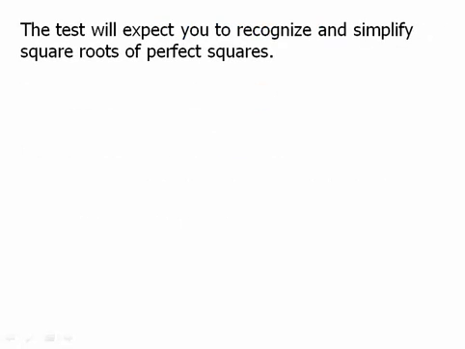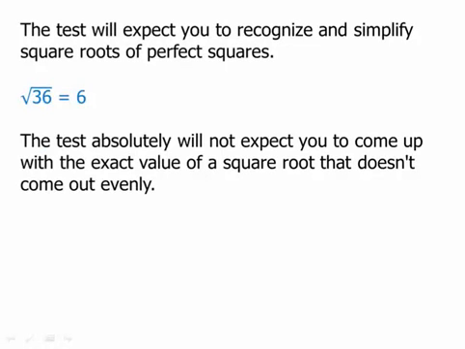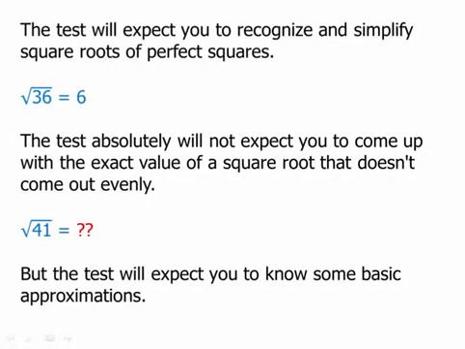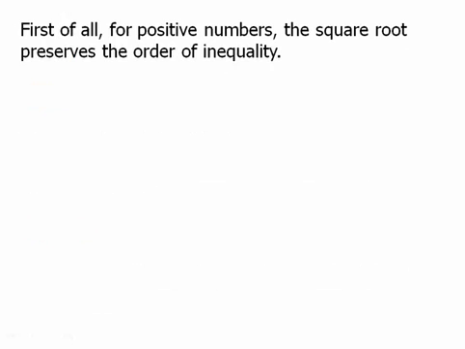The test will expect you to recognize and simplify square roots of perfect squares. So, of course, radical 36 has to equal 6. The test absolutely will not expect you to come up with the exact value of a square root that doesn't come out evenly. So the test will not say, calculate the exact value of the square root of 41. That's out of bounds. The test will not ask that. But the test will expect you to know some basic approximations.